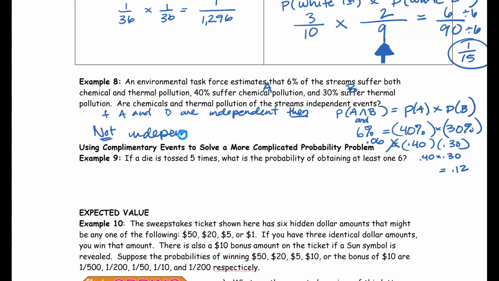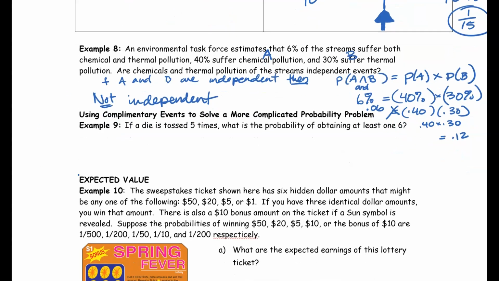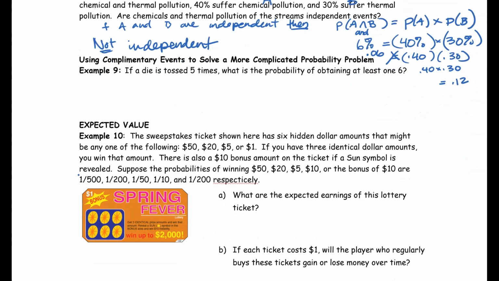And what this means in terms of a practical application is that this chemical pollution and the thermal pollution influence each other. And so if there's more chemical pollution, it's probably going to influence more thermal and vice versa. And that's something to definitely take into consideration if you're working at trying to eliminate these problems. So let's look at the next one.